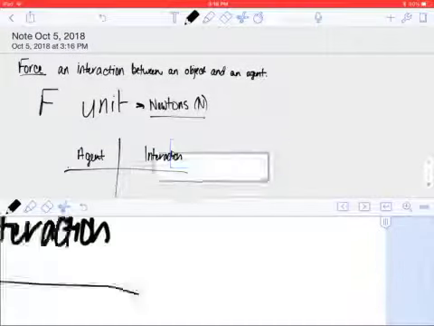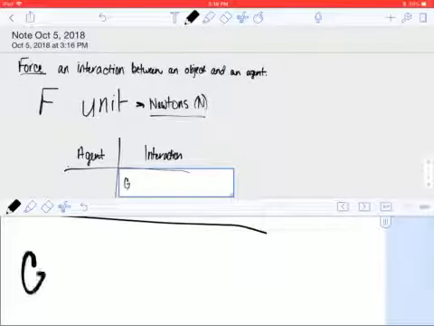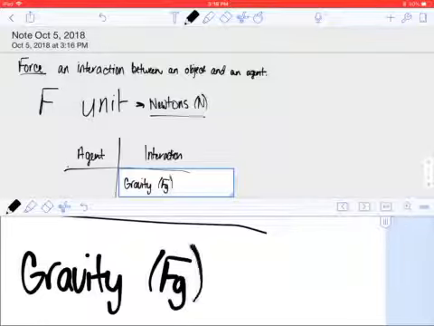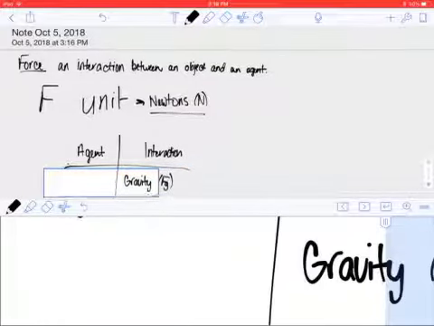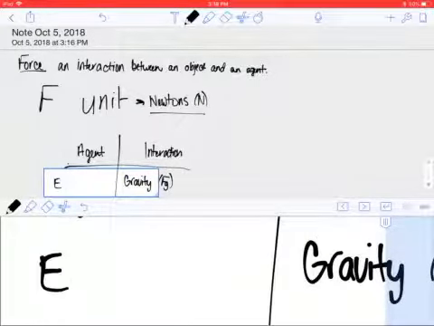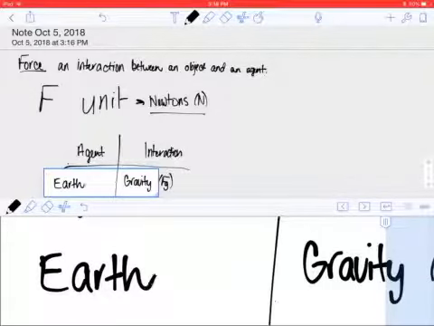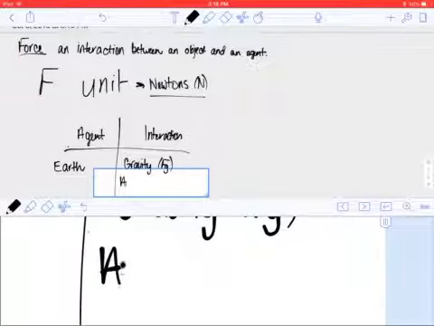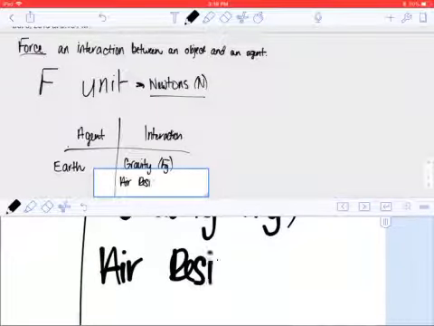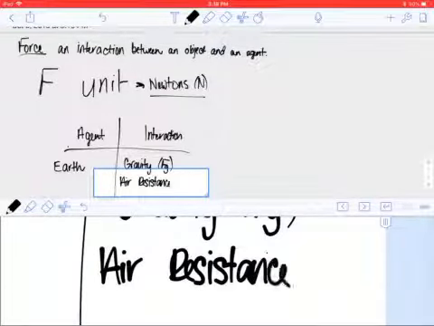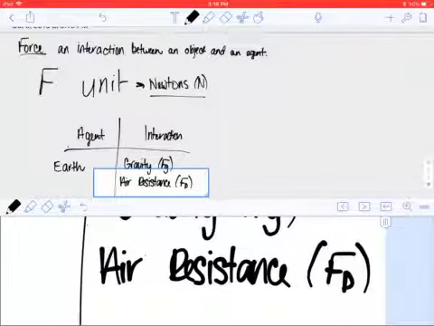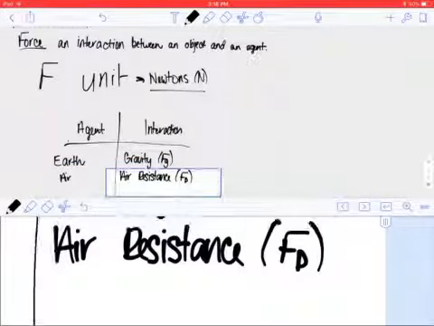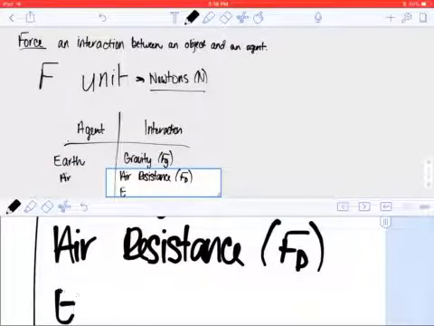Okay, the big one that we've talked about already is gravity. Gravity is a force. We're going to do it Fg for force of gravity. Okay, agent, the thing causing gravity is the Earth. Okay, other ones that we've talked about, you got air resistance. Okay, and that is Fd for drag. That's caused by air.